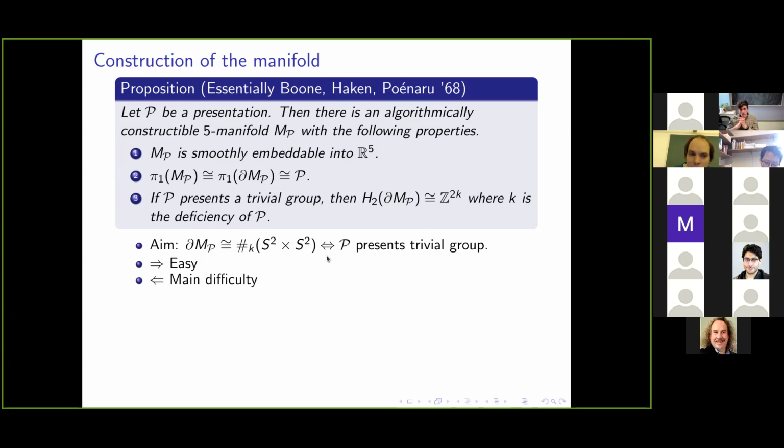And now we can forget about Adian-Rabin sequences. It's just a topological problem to prove that under this construction, if we have a trivial group, then what we got is actually the connected sum of copies of S2 times S2.